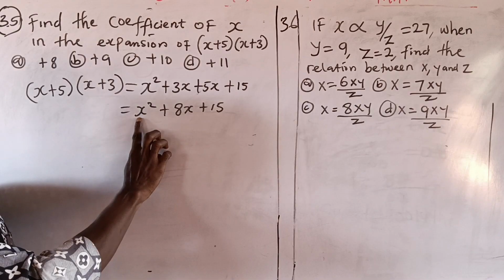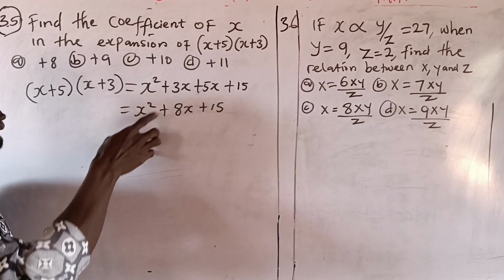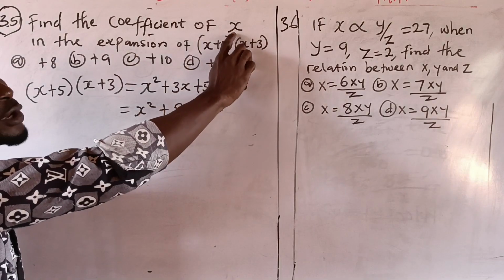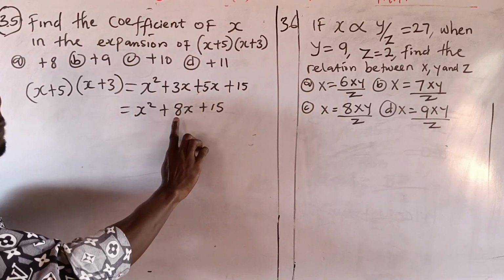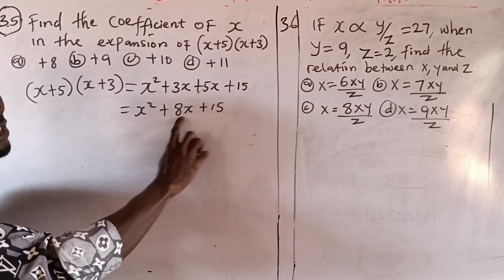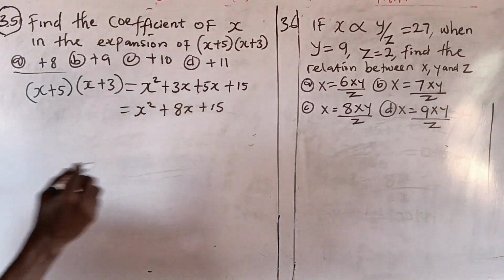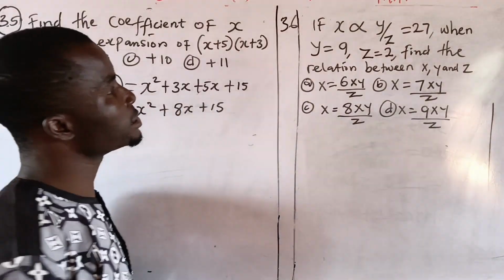This is the coefficient of x squared. The coefficient of x squared is 1. What they ask us to look for is the coefficient of x. So we have the coefficient of x is 8. Are we seeing it? So our answer is A. Now let's check question 36.